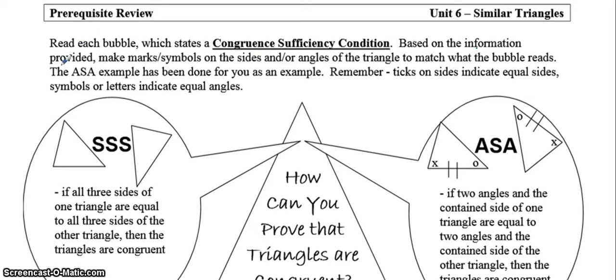Based on the information provided, make marks or symbols on the sides and/or angles of the triangle to match what the bubble reads. The angle side angle example has been done for you as an example. Remember, ticks on sides indicate equal sides, symbols or letters indicate equal angles.